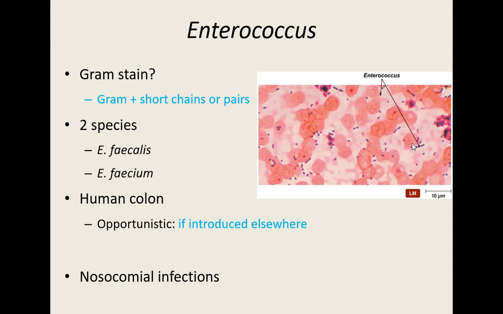There are two main species of Enterococcus that cause human disease. Lots of other Enterococcus out there don't cause us disease, so we don't care about them. But the two that cause human disease, Enterococcus faecalis and Enterococcus faecium, are normal flora of the human colon. They only become issues if they go somewhere where they're not supposed to be. So anytime they go somewhere else, it can cause urinary tract infections. It can cause skin infections.